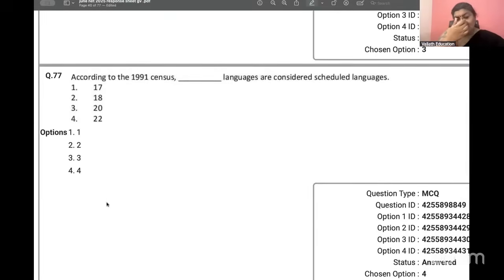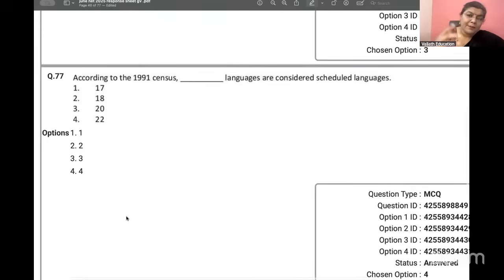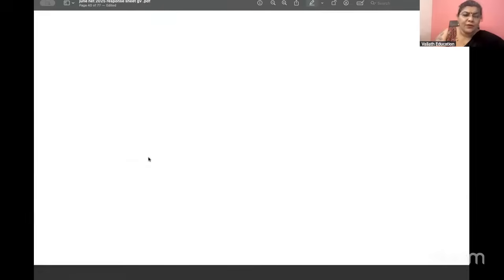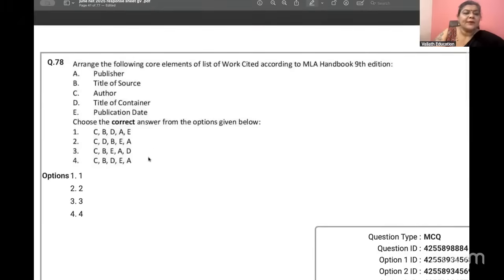According to the 1991 census, if you did not study, you will not know this. It is 18, but maybe if you did not study, you will not know this. Doesn't matter.